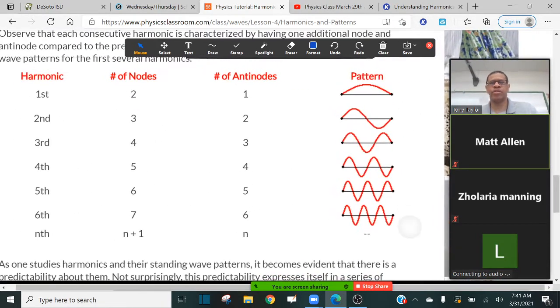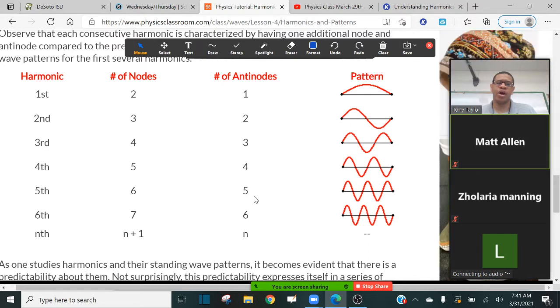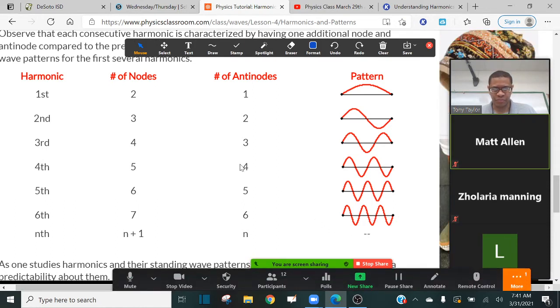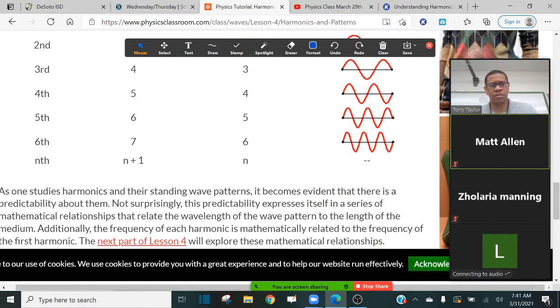Of course, here's a basic visual of the patterns. Here's 1 antinode, first harmonic, 2 antinodes, second harmonic, all the way down to 6 antinodes, the sixth harmonic. That will look something like this. Hopefully that makes sense.